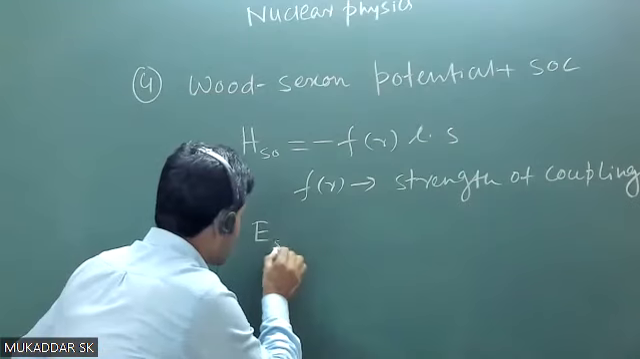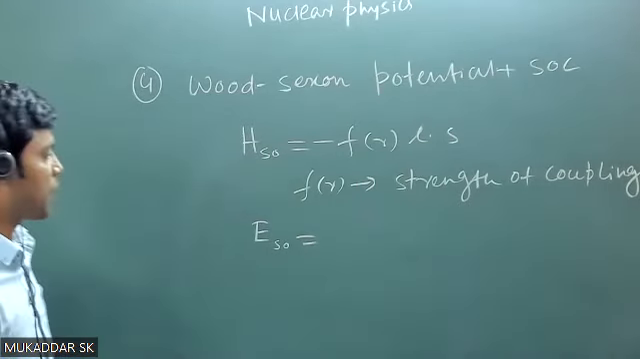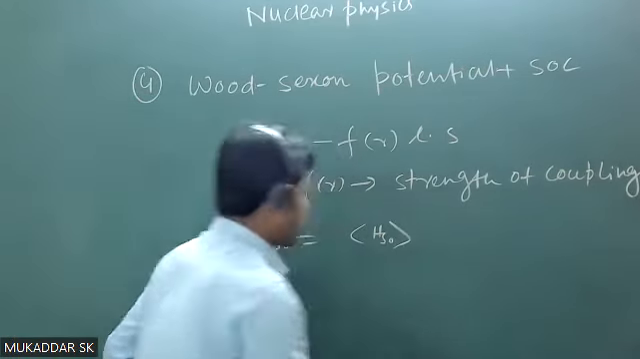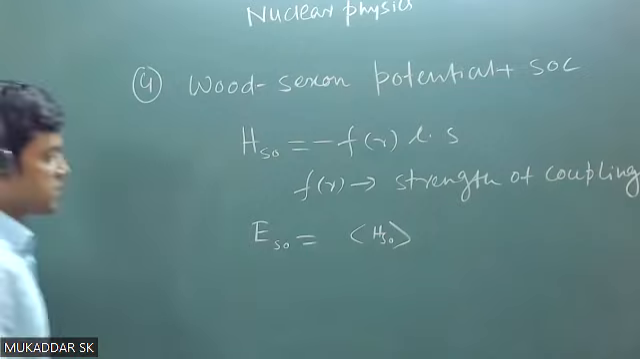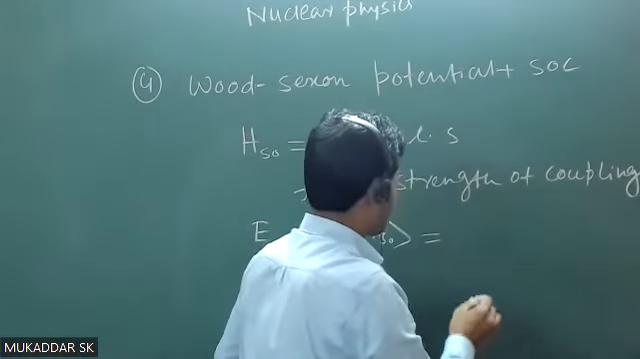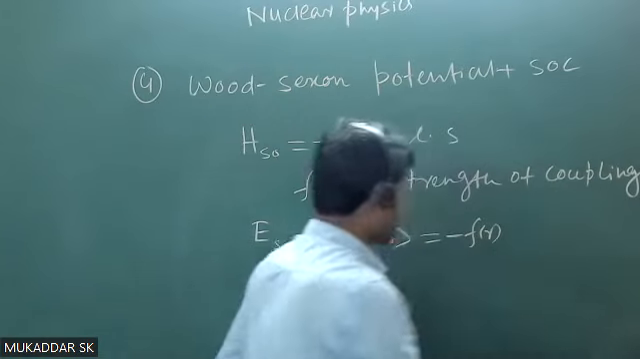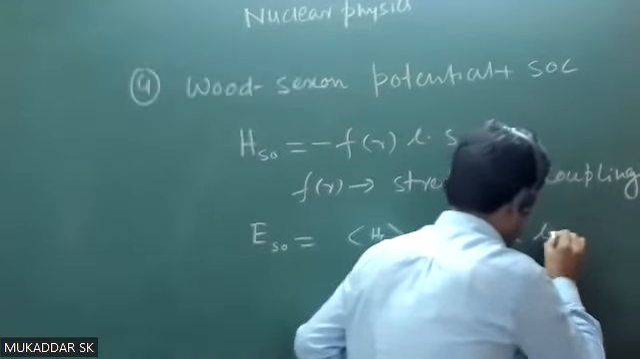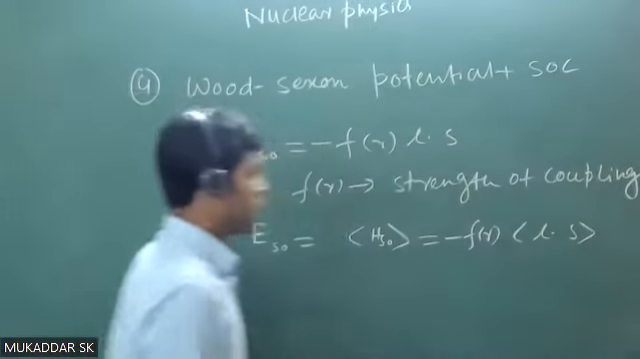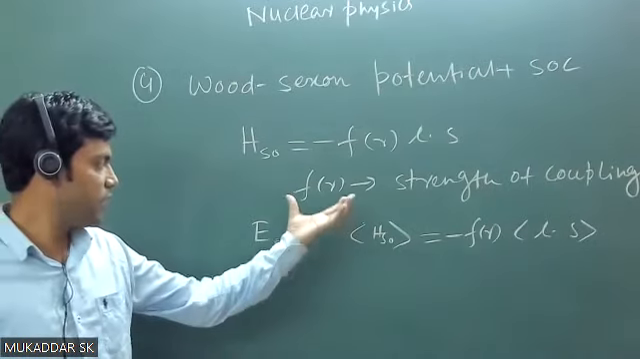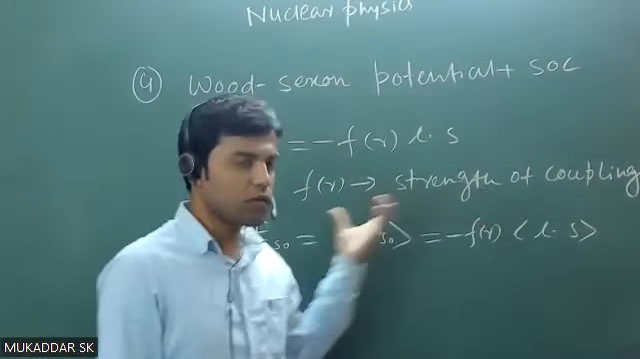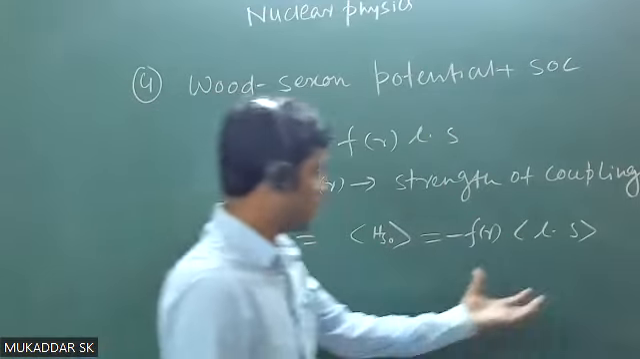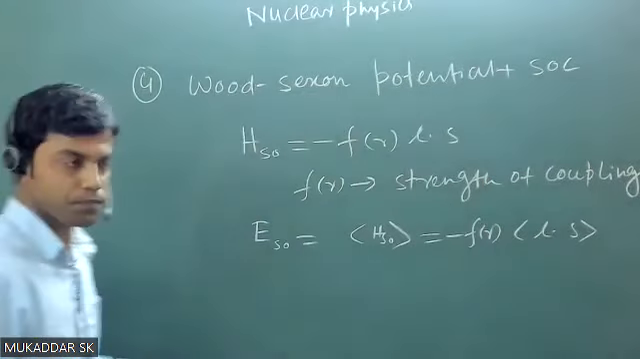Now, can you tell me what will be the spin orbit energy or part of energy? How will we calculate it? We'll have the H_SO expectation value that you have learned in quantum mechanics. So this is like your minus f(r), that will be outside, and you have L dot S. You have to calculate that expectation value of L dot S. By the way, I should say that f(r) is the strength of coupling, and that will be some positive number. Now, can you tell me how we will calculate that expectation value of L dot S?